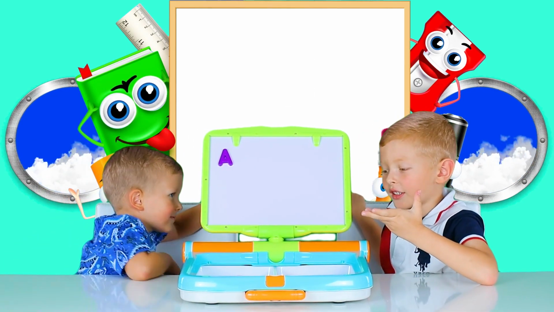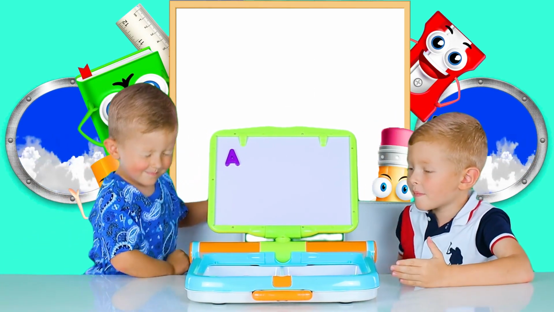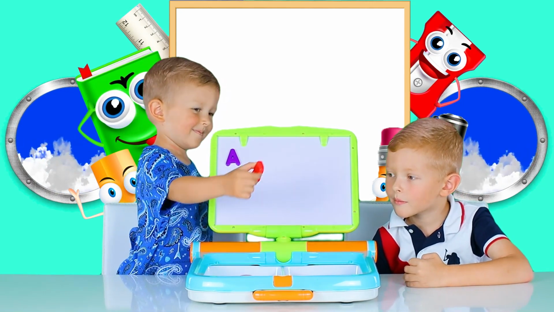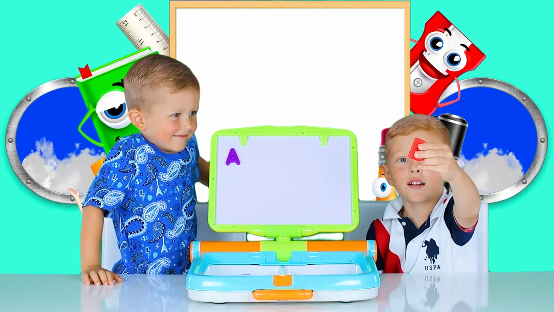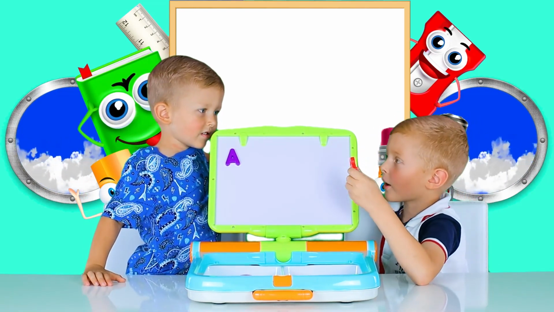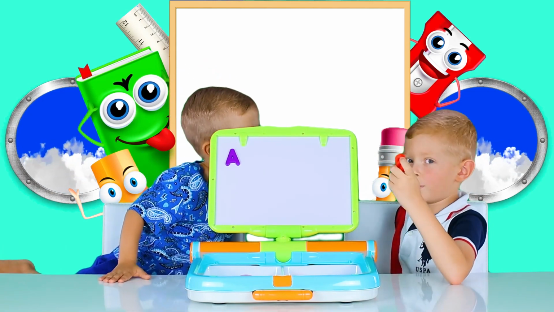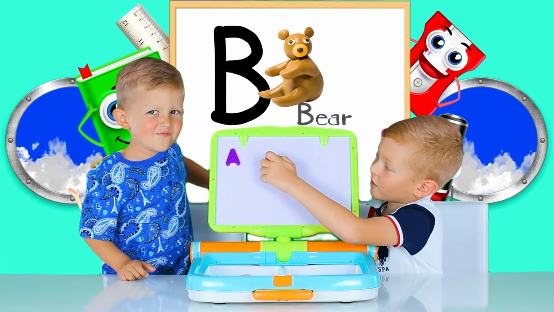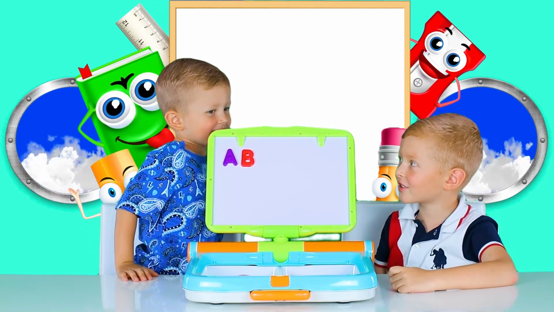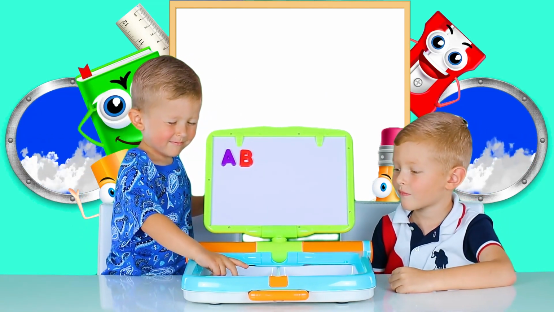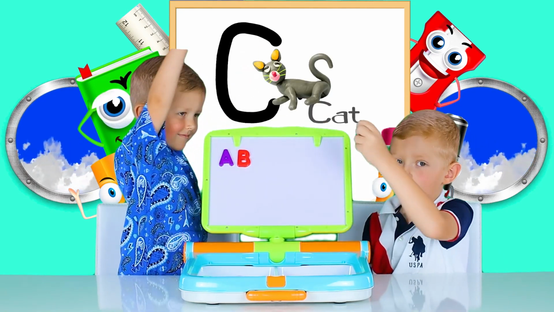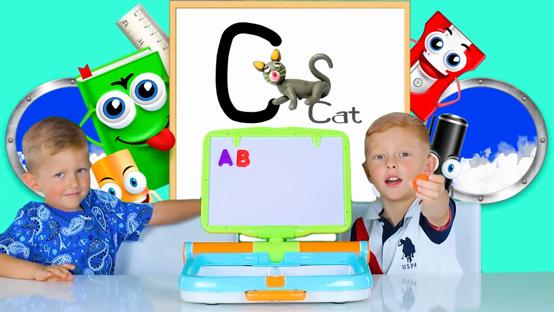Raymond, can you find letter B? Look, this is letter B. Raymond, B for? Yeah. B is for bear, that's right. Raymond, can you find letter C? This is letter C.